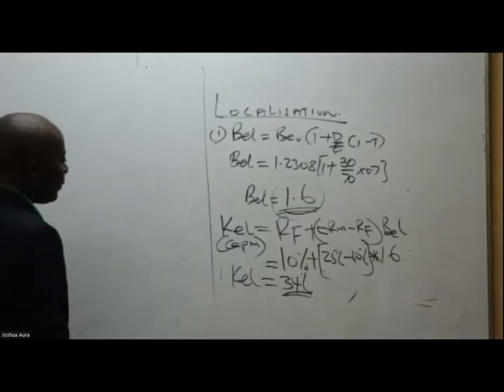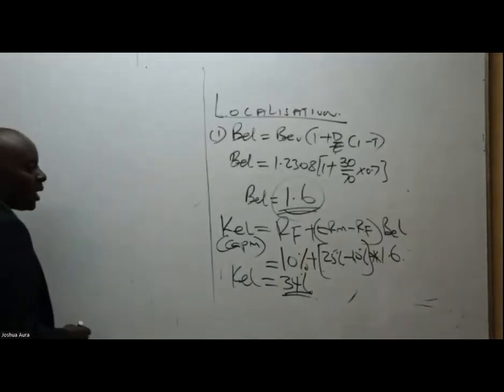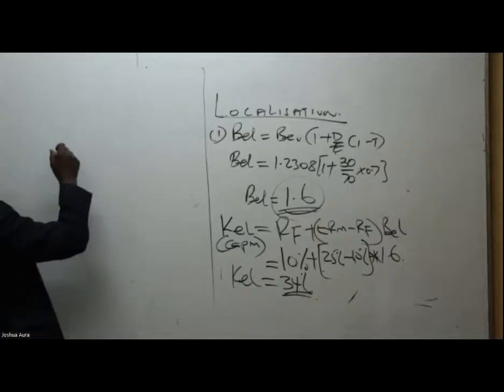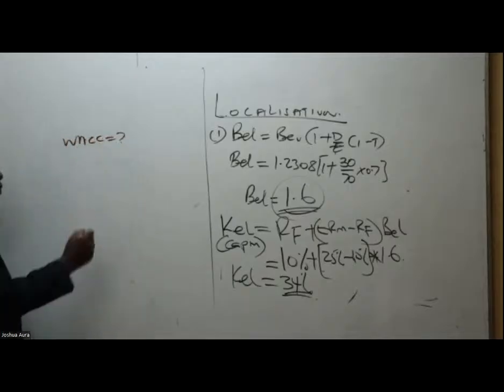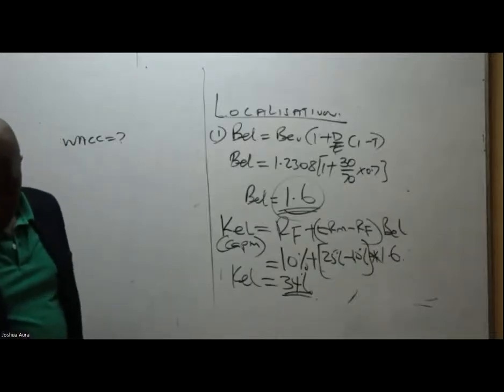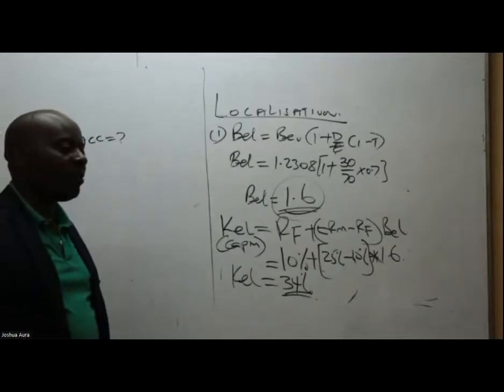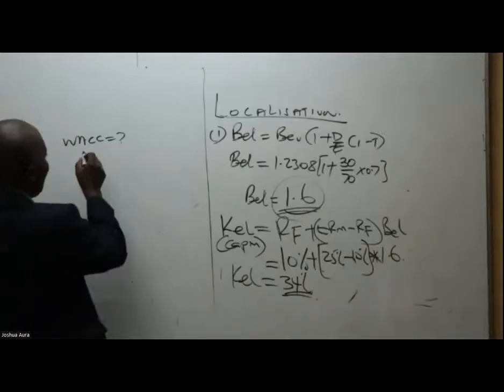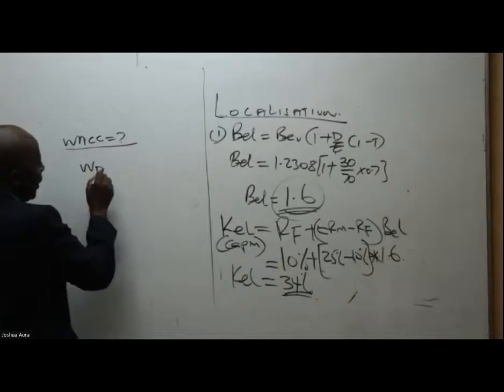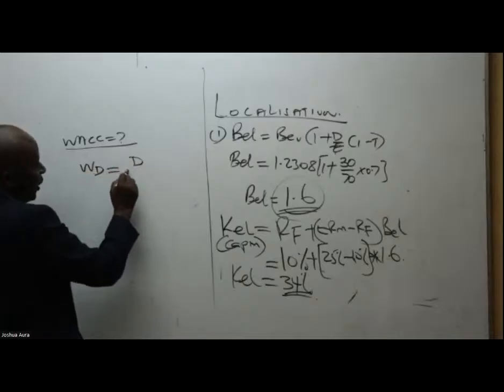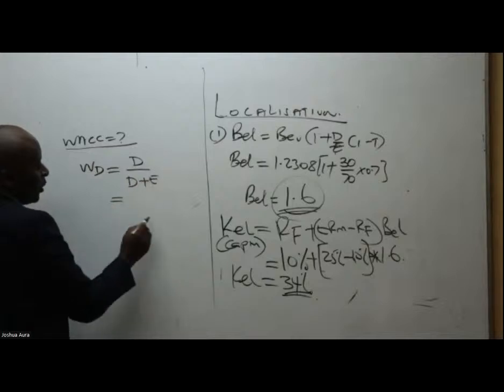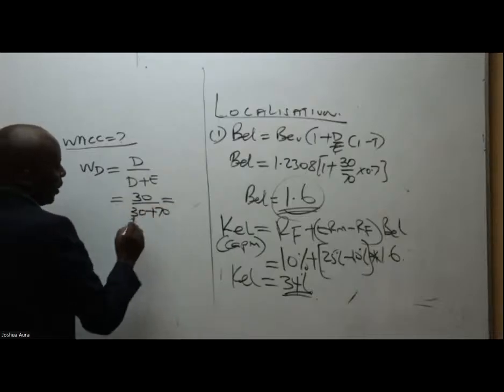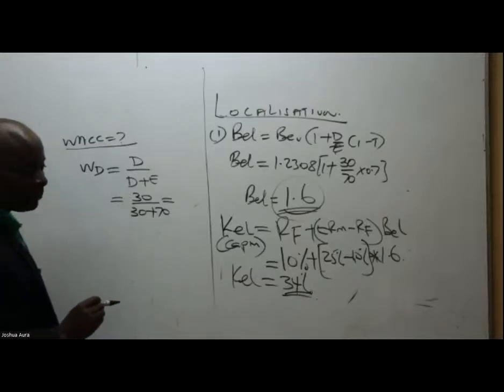Ladies and gentlemen, the moment I have the cost of equity there, I'll come here and calculate WACC, because if you read the question well, it was about determining the suitable discounting rate. It's WACC. To get this WACC, it will be good to get the weight of debt first. The weight of debt is debt over debt plus equity. The debt is 30, all over 30 plus equity, which is 70. The weight of debt will be 0.3.